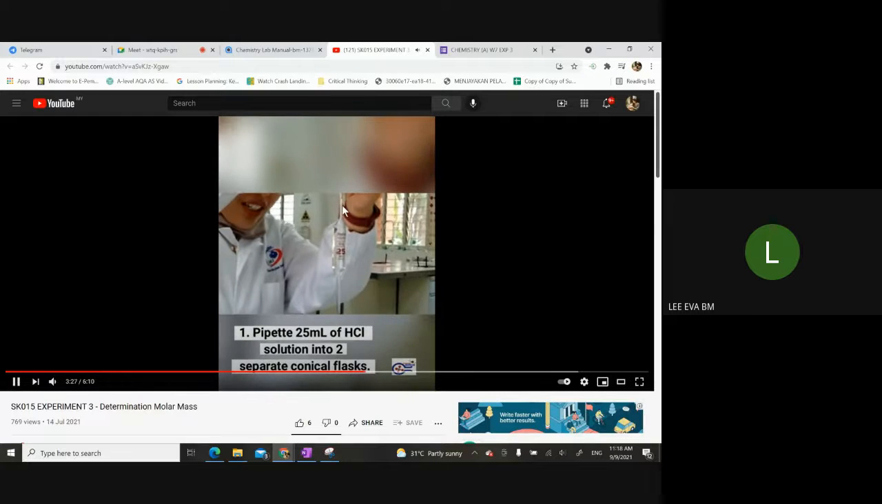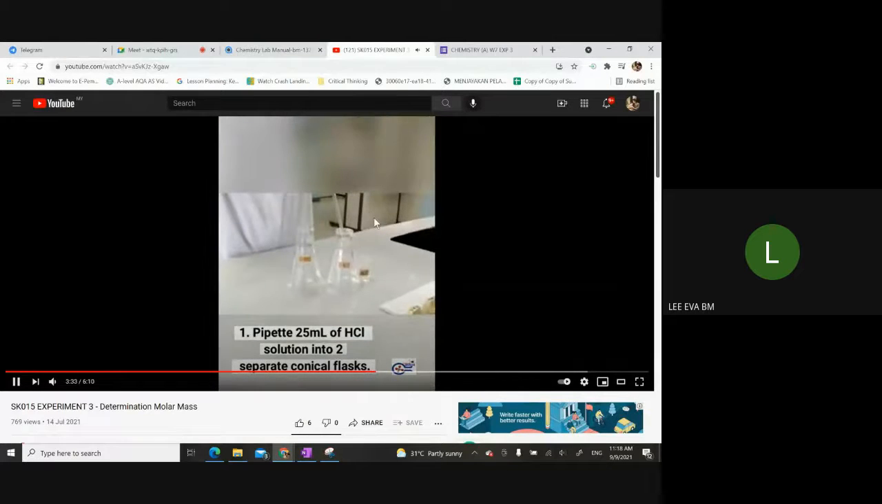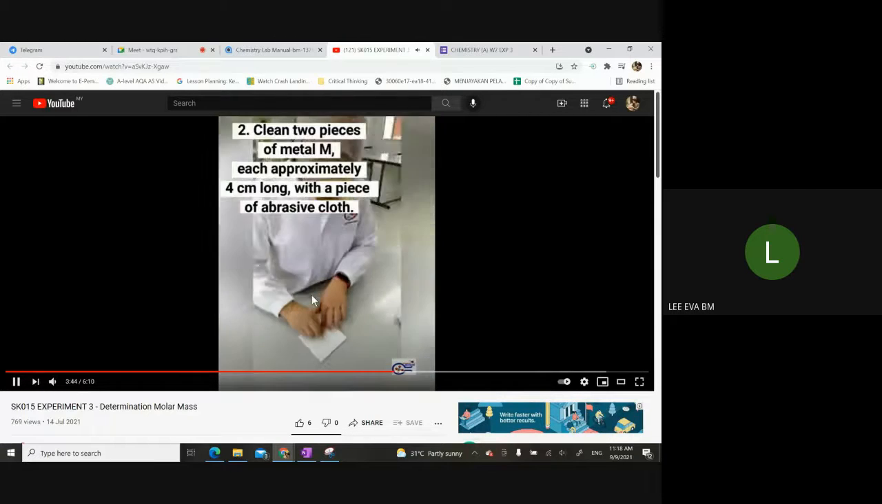Ini ada pensyarah kimia Miss Fatin. Okay. So teknik ini pun agak susah sikit lah. Kalau ada peluang awak kena try dalam lab. Hands on. Okay, so let all the acid fall into your conical flask. Okay, for 2 conical flasks you have to prepare.